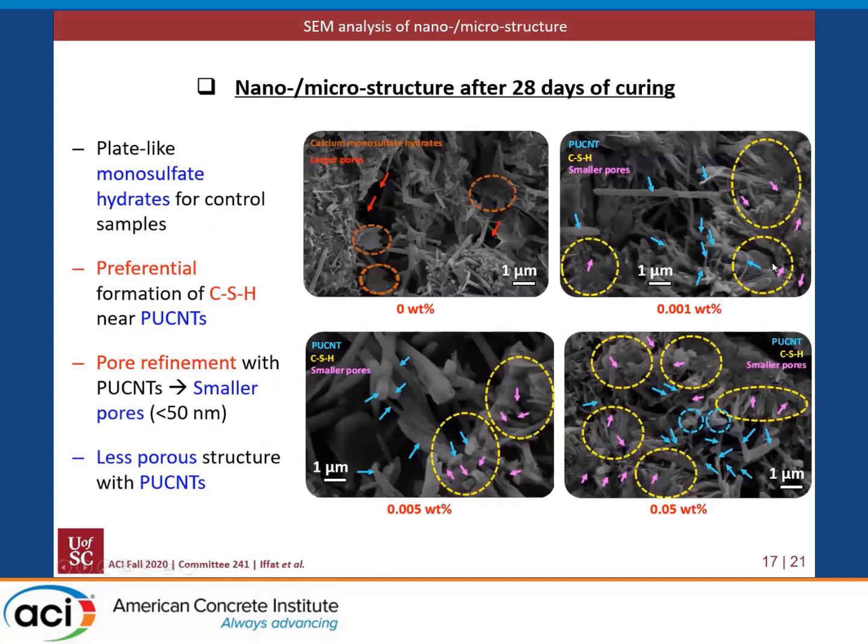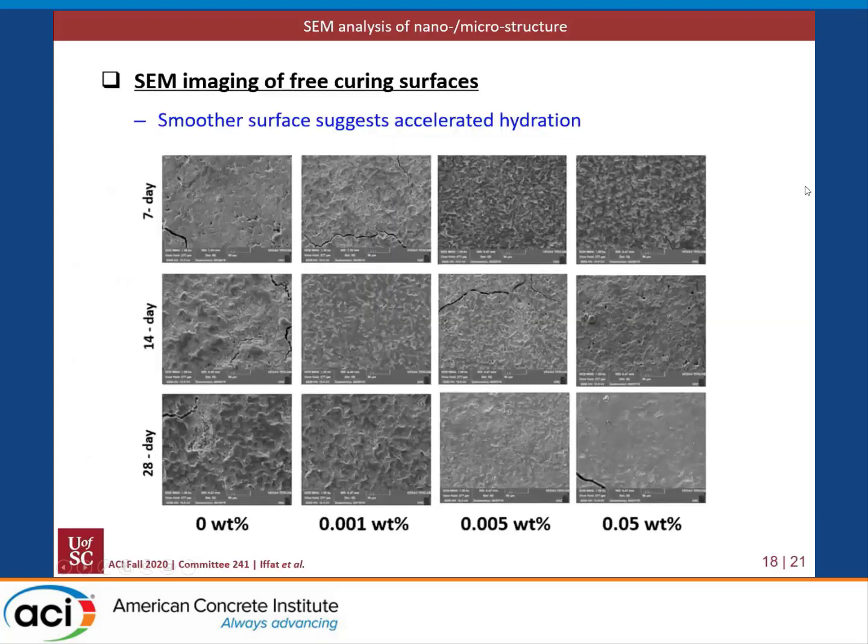Similarly, after 28 days of curing, we can see several CSH and small pores for PUCNT added samples. And for the control sample, instead of ettringites, we can see some plate-like calcium monosulfate hydrates, which are also a transformation of ettringites and calcium aluminates hydration products, while calcium silicate hydrates are the hydration product of tricalcium silicates. So, pore refinement and preferential hydration resulted in a less porous structure with PUCNT addition.